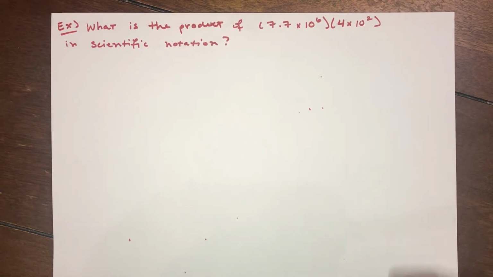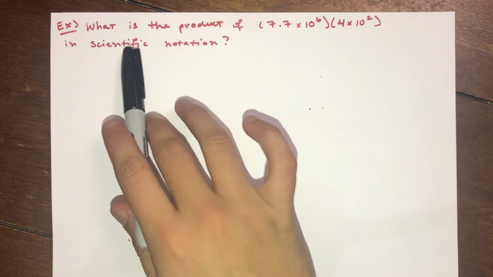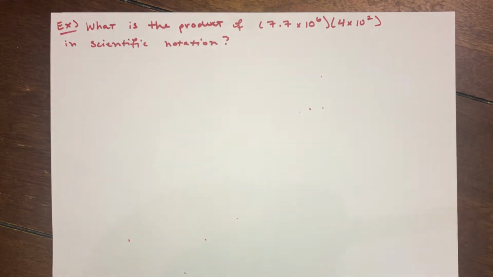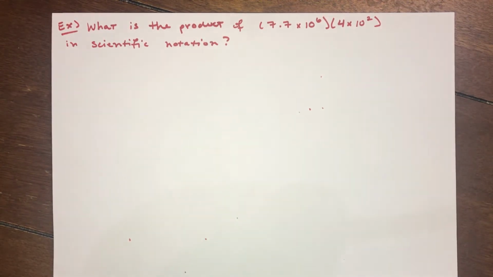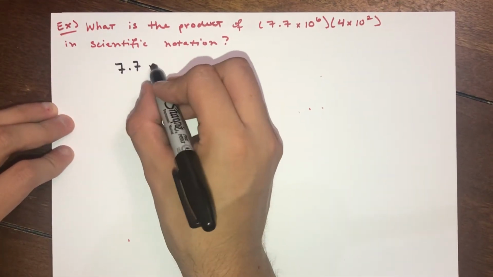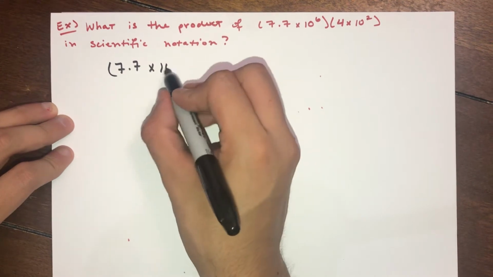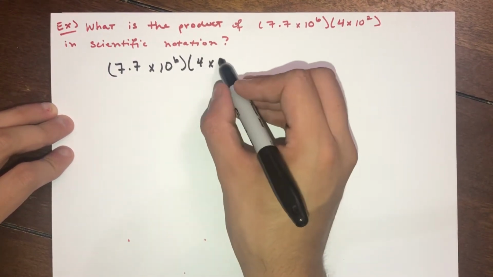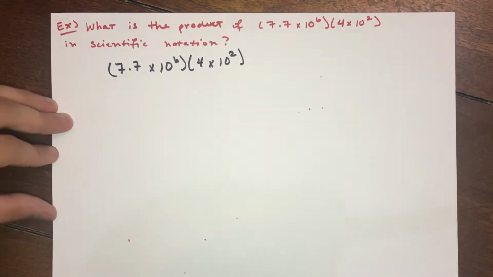Okay, so in this example, it says: what is the product of 7.7 times 10 to the 6 times 4 times 10 squared, in scientific notation? All right, so let's see what we're dealing with. We have 7.7 times 10 to the 6 times 4 times 10 squared.